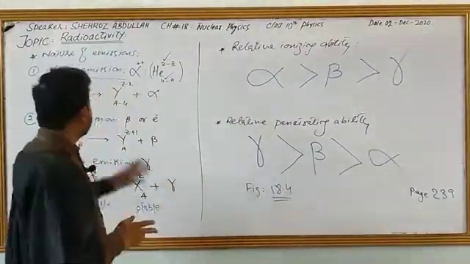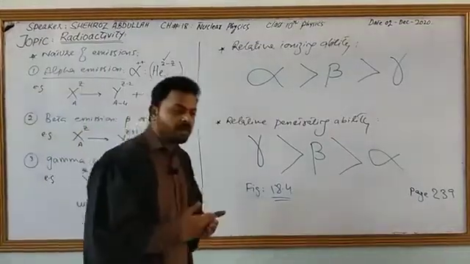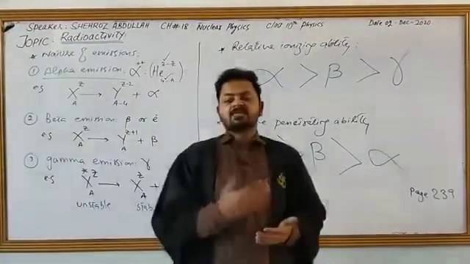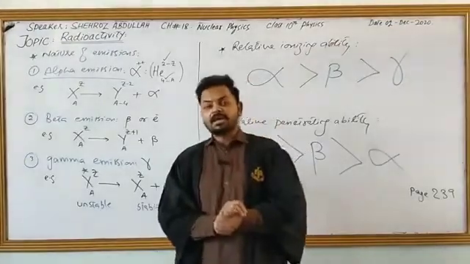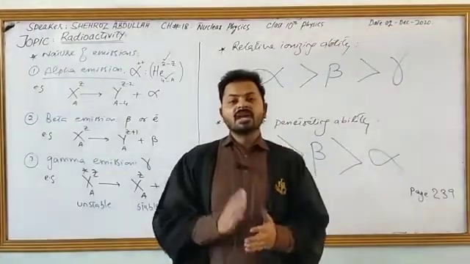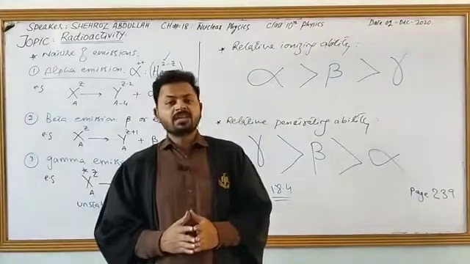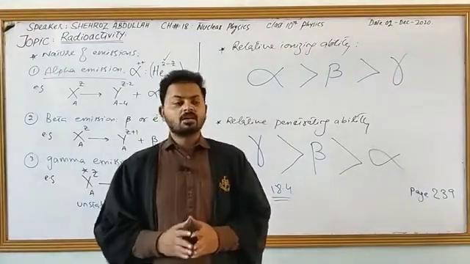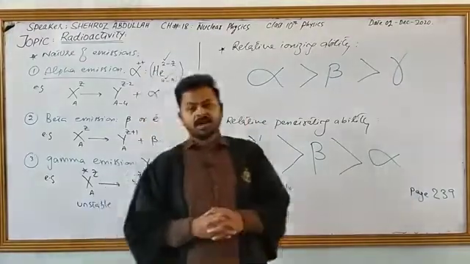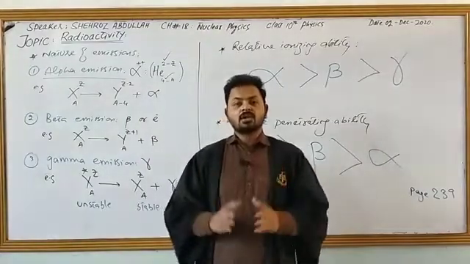Okay, then we discussed the nature of emissions of alpha, like alpha emission, beta emission, gamma emission, and we have also discussed the relative penetrating ability of alpha, beta and gamma, and the relative ionizing ability of alpha, beta and gamma. So this was all about today's lecture.